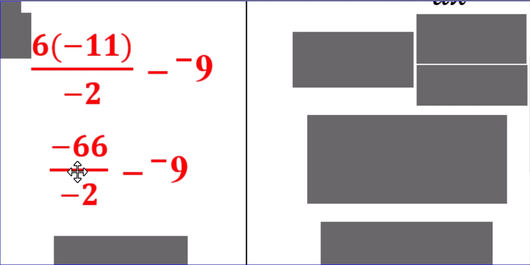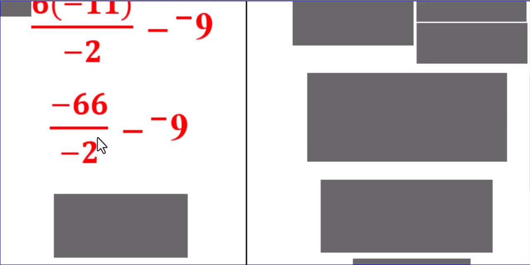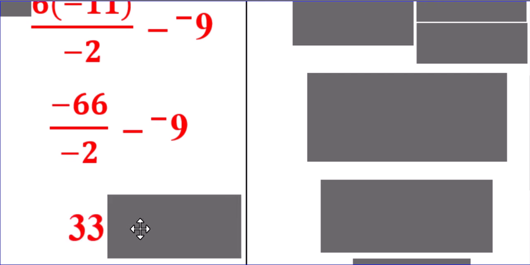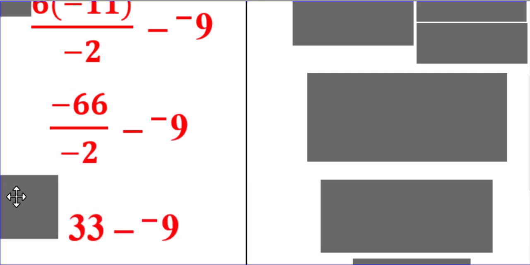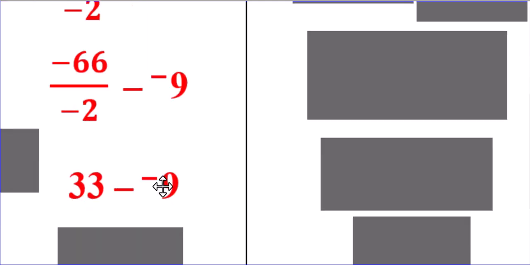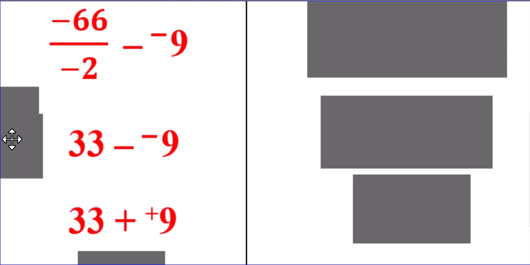The fraction bar means to divide. 66 divided by 2 is 33, and a negative divided by a negative is a positive. Bring down the minus negative 9. Subtraction is the same as adding the opposite, and 33 plus 9 is 42.